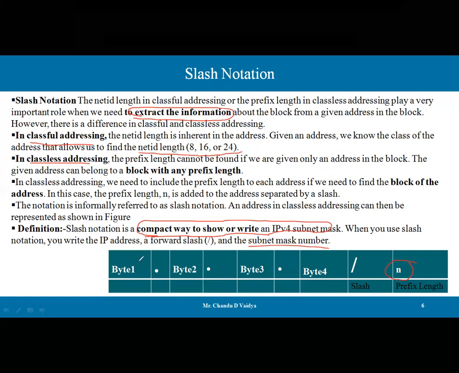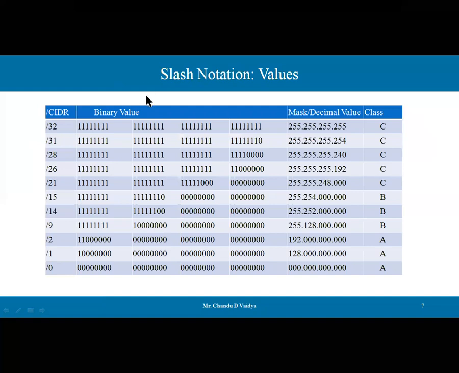But if you go to the syntax, the very first is byte 1, then dot, then byte 2, then byte 3, then byte 4, then slash. This is very important, the forward slash. The value associated with it indicates the slash notation, that number of bits will be on. This notation is informally referred to as slash notation, and the classless addresses can then be represented as shown in the figure. Then check how it is going to be applied over the numericals and the tables.